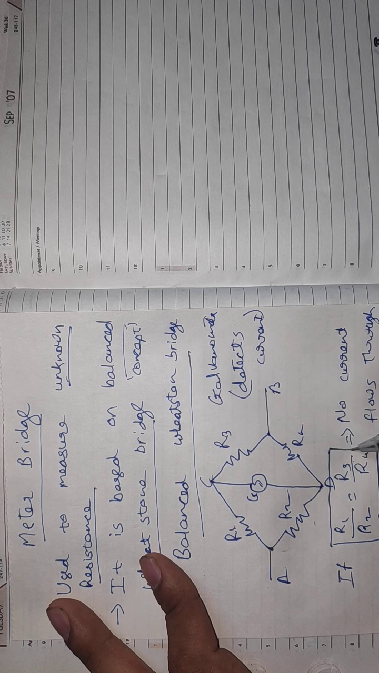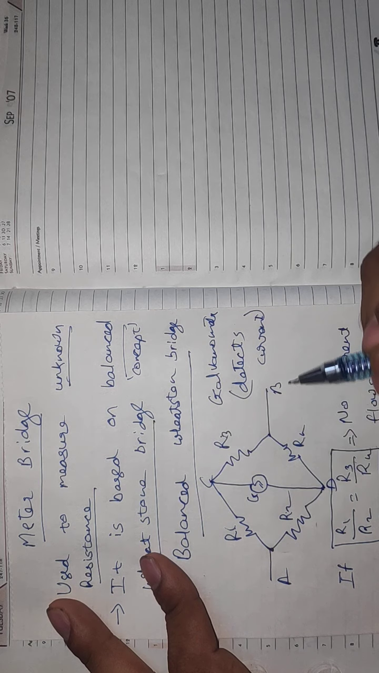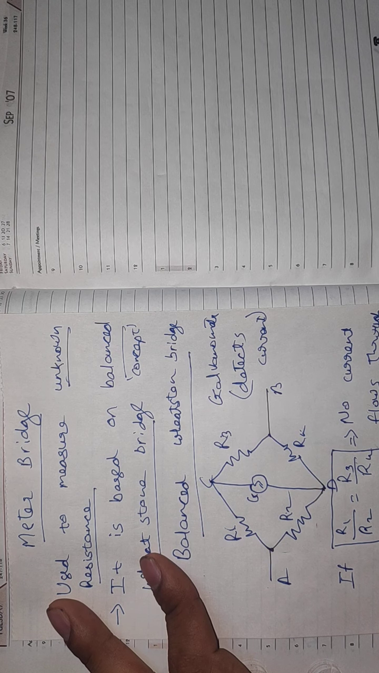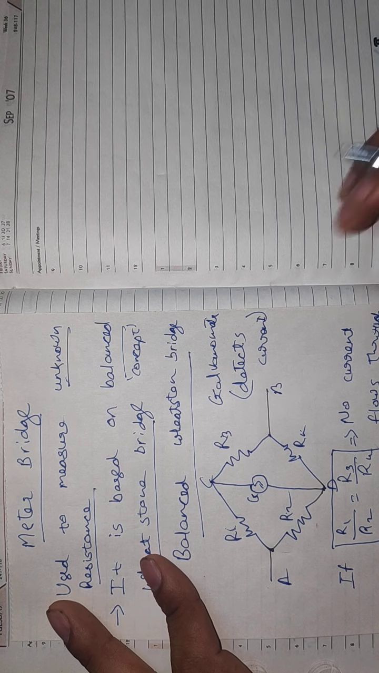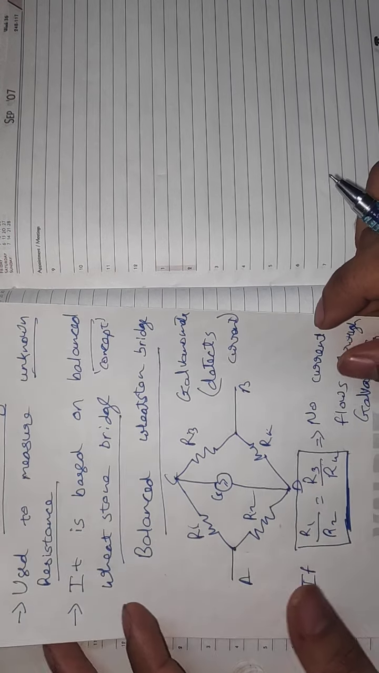And we will achieve this condition: R1 upon R2 is equal to R3 upon R4. I hope you have revised the concept of the Wheatstone bridge once again. So we'll now move towards the meter bridge concept.